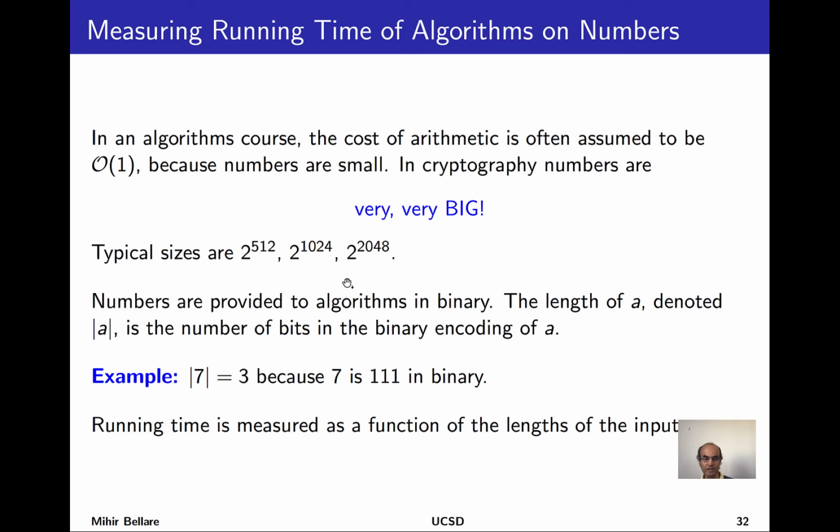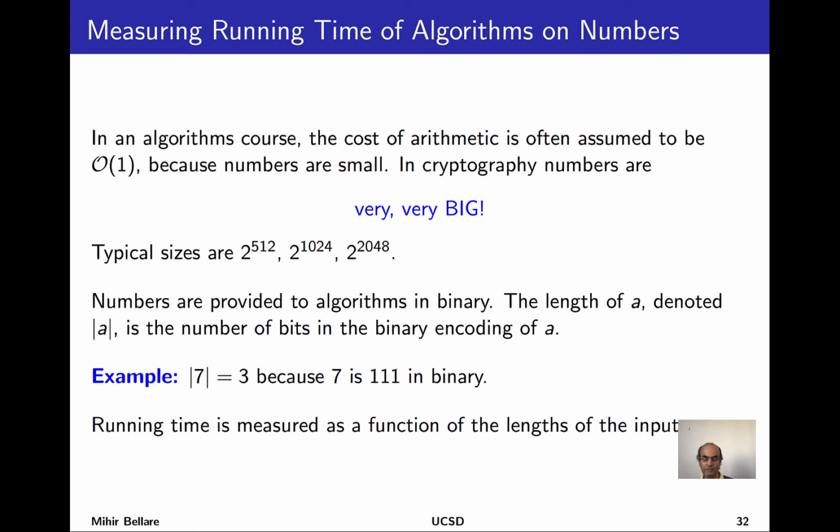When our computer algorithms operate on these numbers, they are provided in binary. So although this is a huge number, 2 to the 2048, it would be provided as a sequence of 2048 bits. And so the algorithm looks at it that way. And the bit length becomes that in terms of which we measure complexity. So remember, in any algorithms course, there's always something called n, right? And you're always talking about order n squared, order n cubed. Well, what is this n?